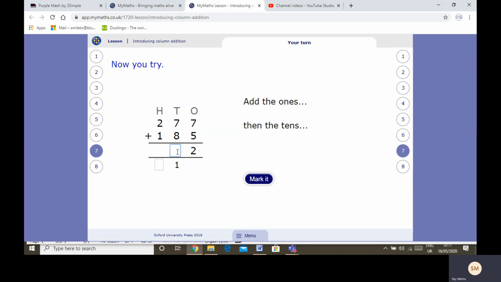Remember, this 16 represents 160. So the 60 in 160 needs to go in the tens, and the 1 needs to go in the hundreds. And finally, 2 plus 1 plus 1 is 4. My answer is 462.